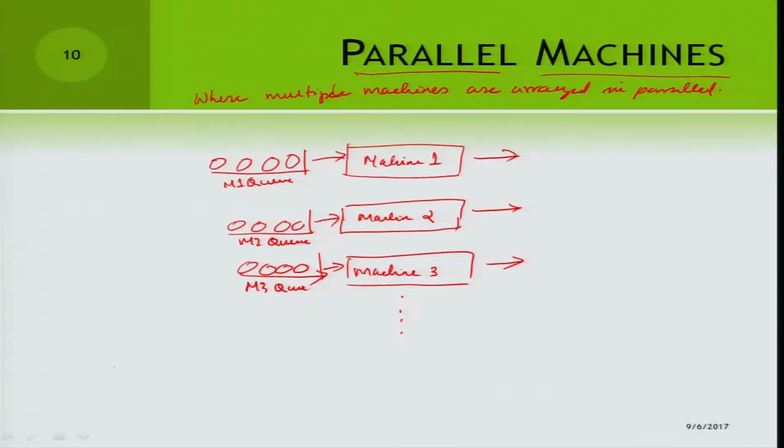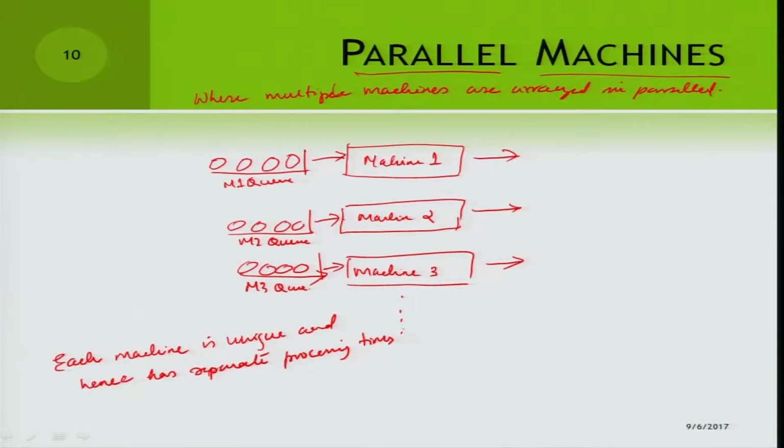Here, one aspect you can consider is that each machine is unique and hence has separate processing times or rates and arrival rates. That means the queues are different, which means each queue will be different.